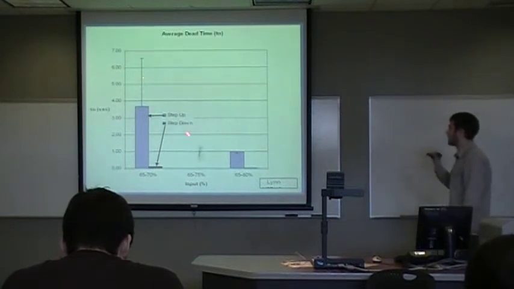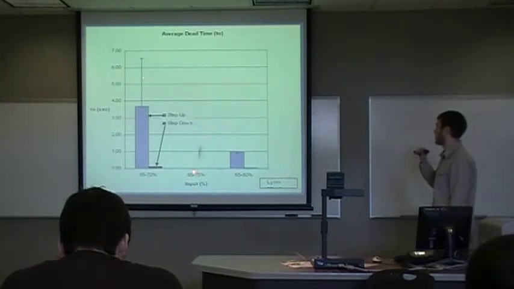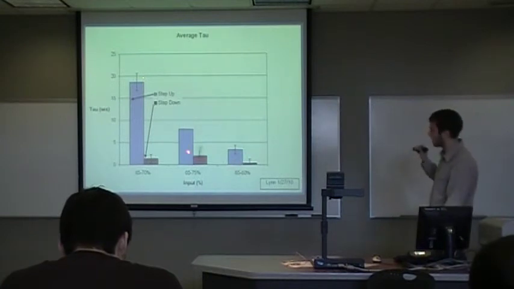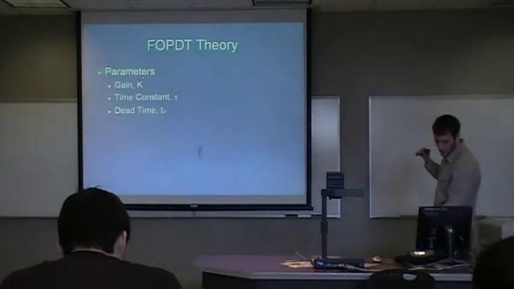Again, average dead time pretty much fluctuates. For the 10% step height, we barely had anything. And here for the tau, we saw that as the step height was lower, the tau was higher. As the step height increases, it decreased. And then again, with the step down, it pretty much fluctuated in between.